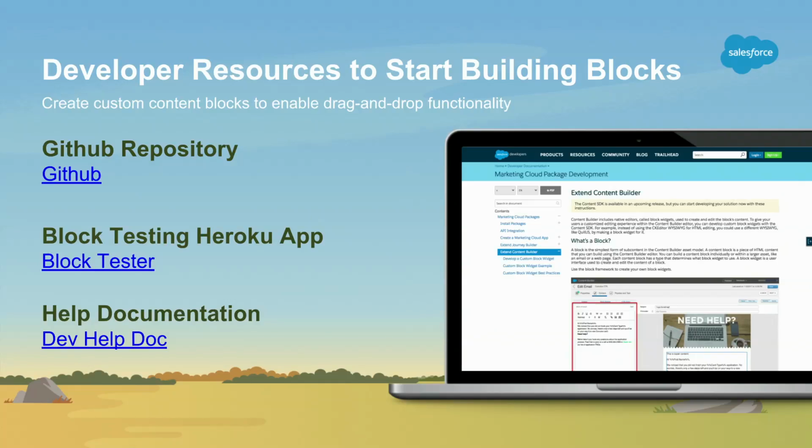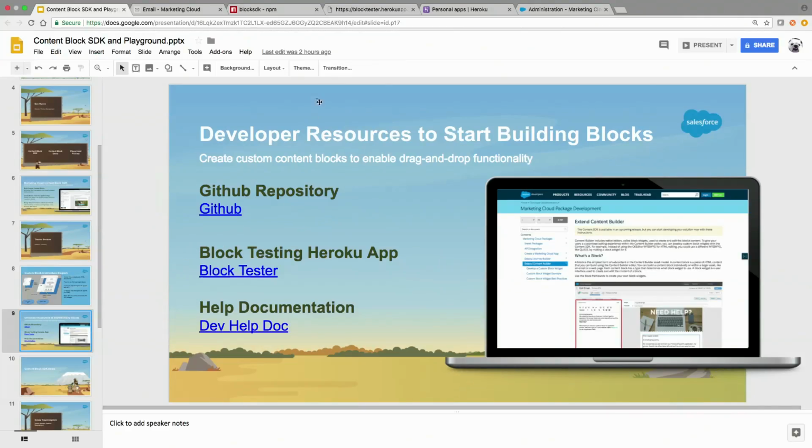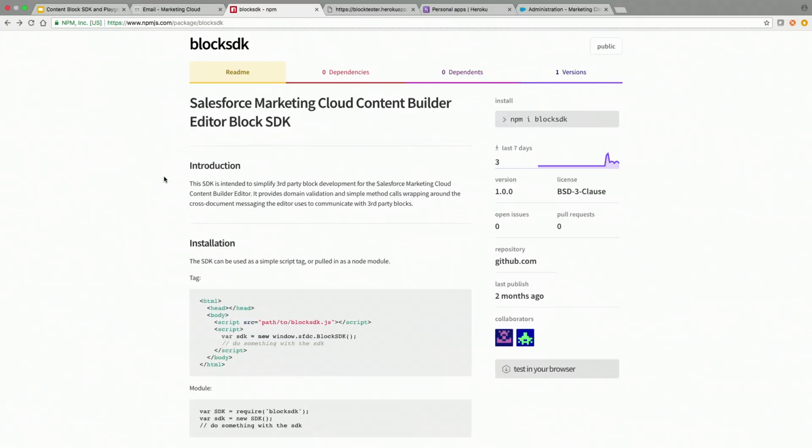So we're going to go through a series of resources that we offer to help out developing custom block widgets. The first one is the actual SDK. So we have the SDK in 2 formats. We have a node module that you can install through NPM, or we have a GitHub repo with all the actual code. Let's go to that really quick.